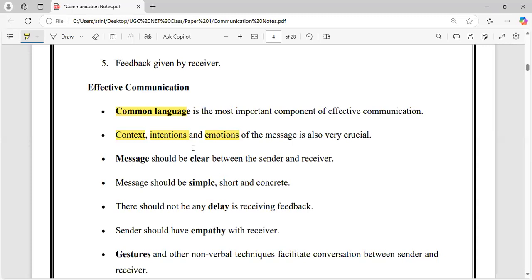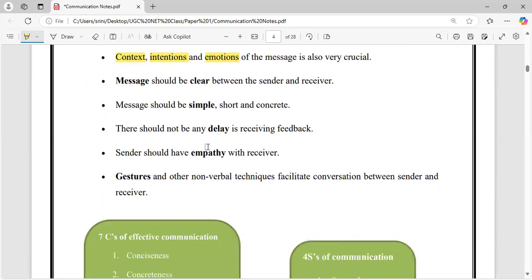Message should be clear between the sender and the receiver. Message should be simple, short, and concrete. There should not be any delay in receiving feedback. Sender should have empathy, and the important one, empathy towards the receiver. Like there is a quote saying that you have to put yourself in others' shoes. We have to think about others. So then only we can understand others' emotions. Then we can give our messages.